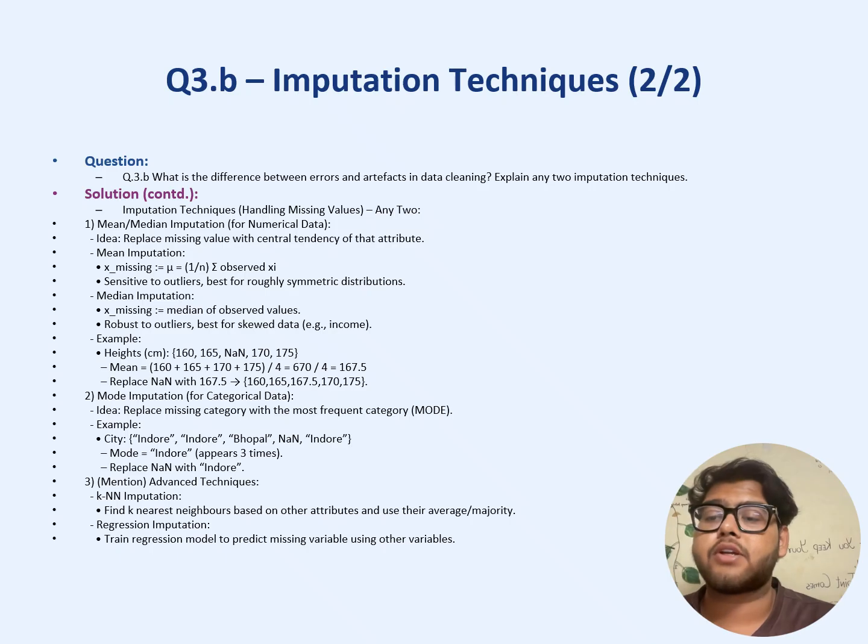Mode imputation: replace the missing category with the most frequent category. Example, city: Indore, Indore, Bhopal, Indore. So the mode will be Indore. Advanced techniques: KNN imputation finds k nearest neighbors based on other attributes and uses their average or majority. Regression imputation trains a regression model to predict the missing variable using other variables.